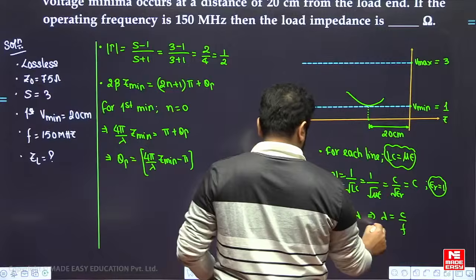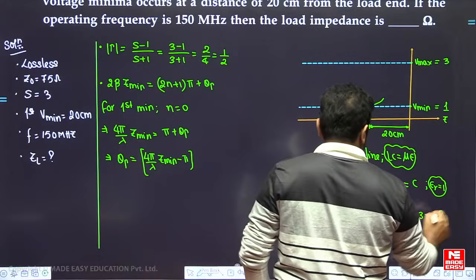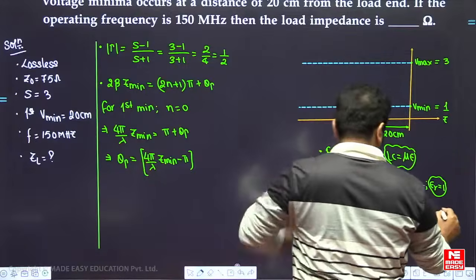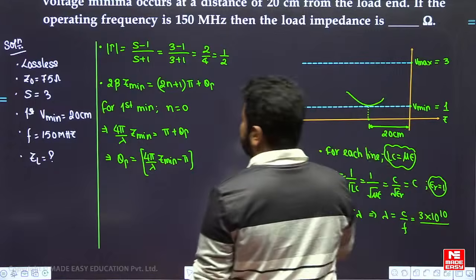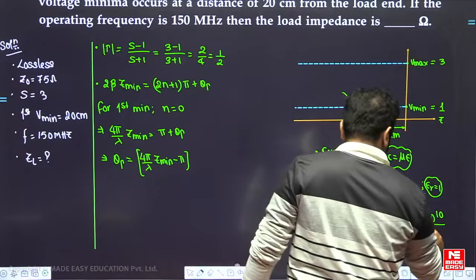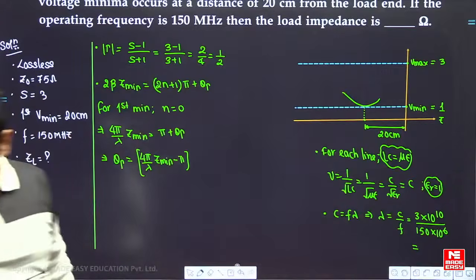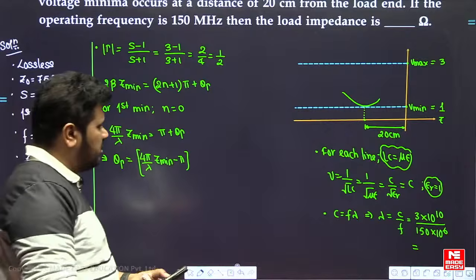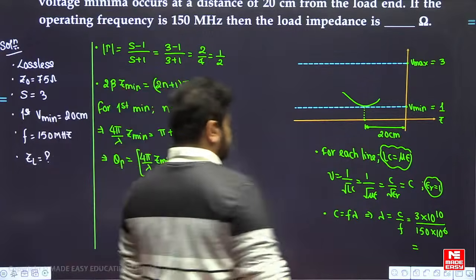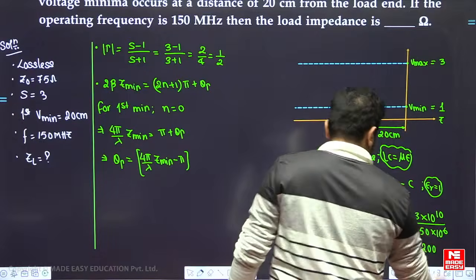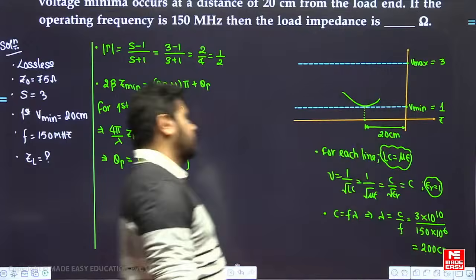So C equal to f lambda, so lambda is equal to C by f. This is equal to 3 into 10 to the power 8. Let us take it in centimeter, because z is given in centimeter, so 3 into 10 to the power 10 upon the frequency of operation, 150 mega, which is 10 to the power 6. Let us calculate this value: 3 into 10 to the power 10 divided by 150 into 10 to the power 6 is 200. So 200 centimeter.